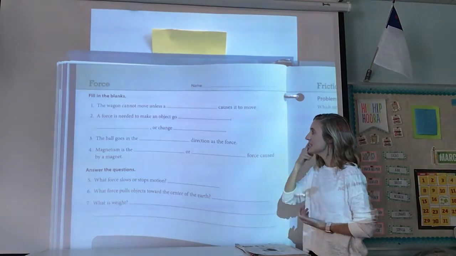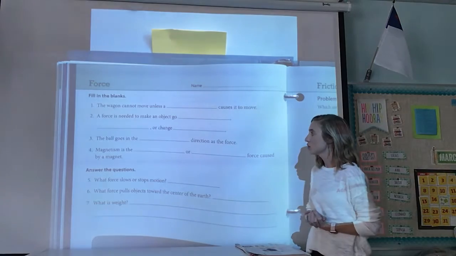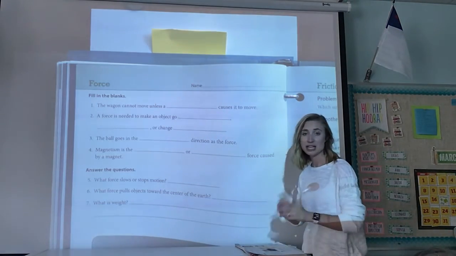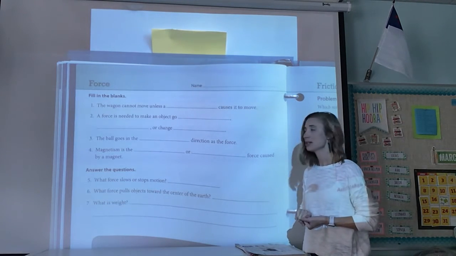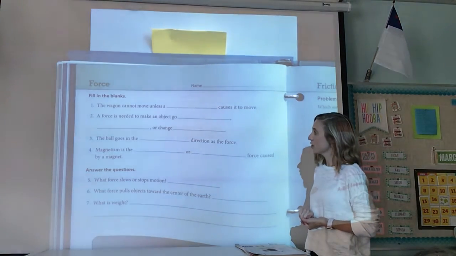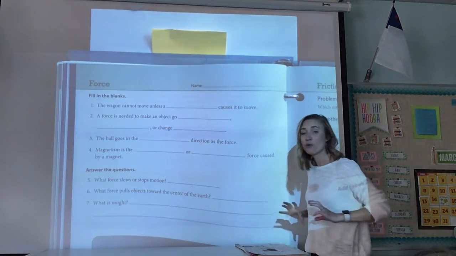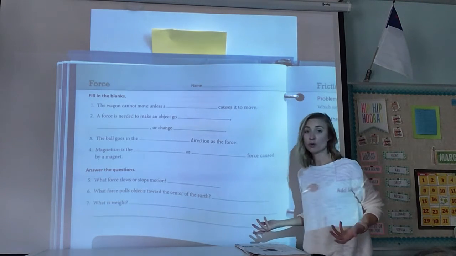All right, the next one. A force is needed to make an object go blank, blank, or change blank. So think about an object maybe that's already in motion or stopped. What are the 3 different things that a force will do to that object? The ball goes in the blank direction as the force. So we talked about this before. If a force acts on an object, is that object going to go with it in the same direction, or is it going to go somewhere else?